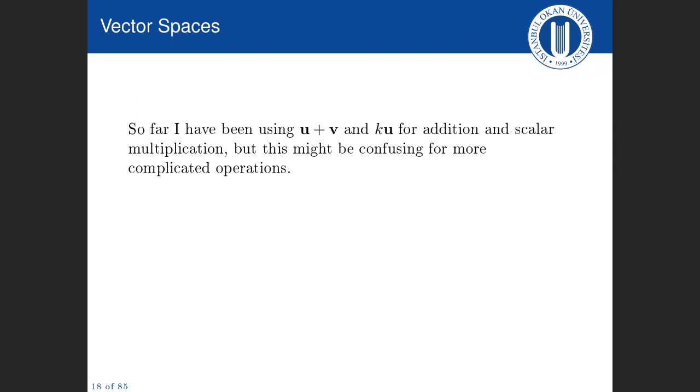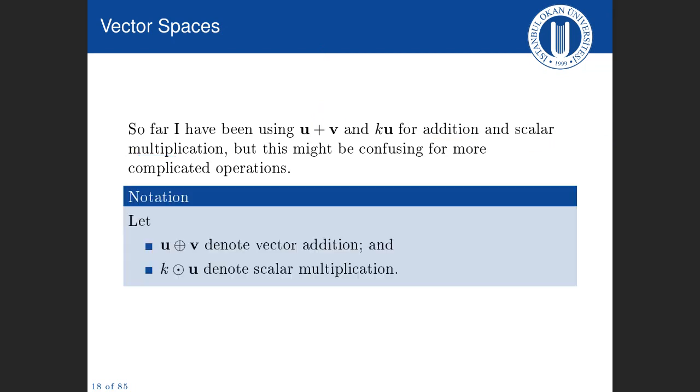Now, so far I've been using U plus V and KU for addition and scalar multiplication, but as we move to more complicated examples, it might be confusing. So instead, I want to introduce some new notation. This symbol is a plus inside a circle. I'm going to use this to denote vector addition. So just as we've been doing so far, vector plus vector, but now I'm going to be writing a plus in a circle. And for scalar multiplication, multiplying a vector by a number, I'm going to be doing this dot inside a circle.